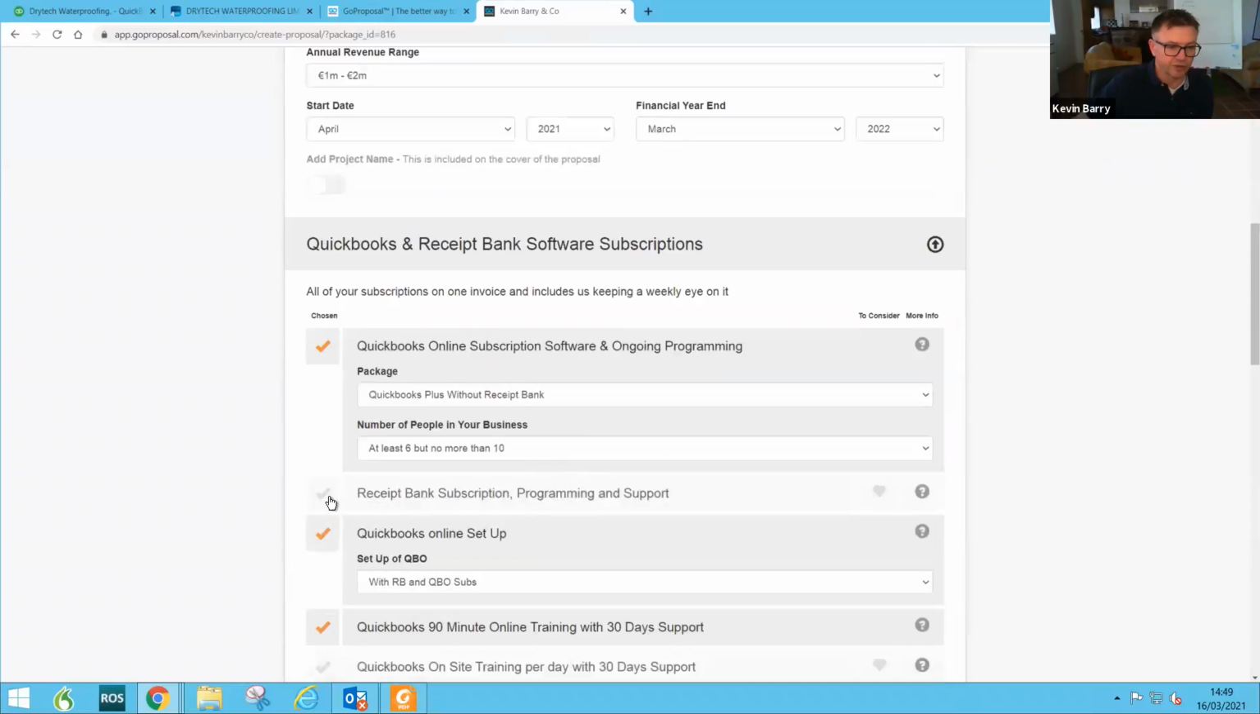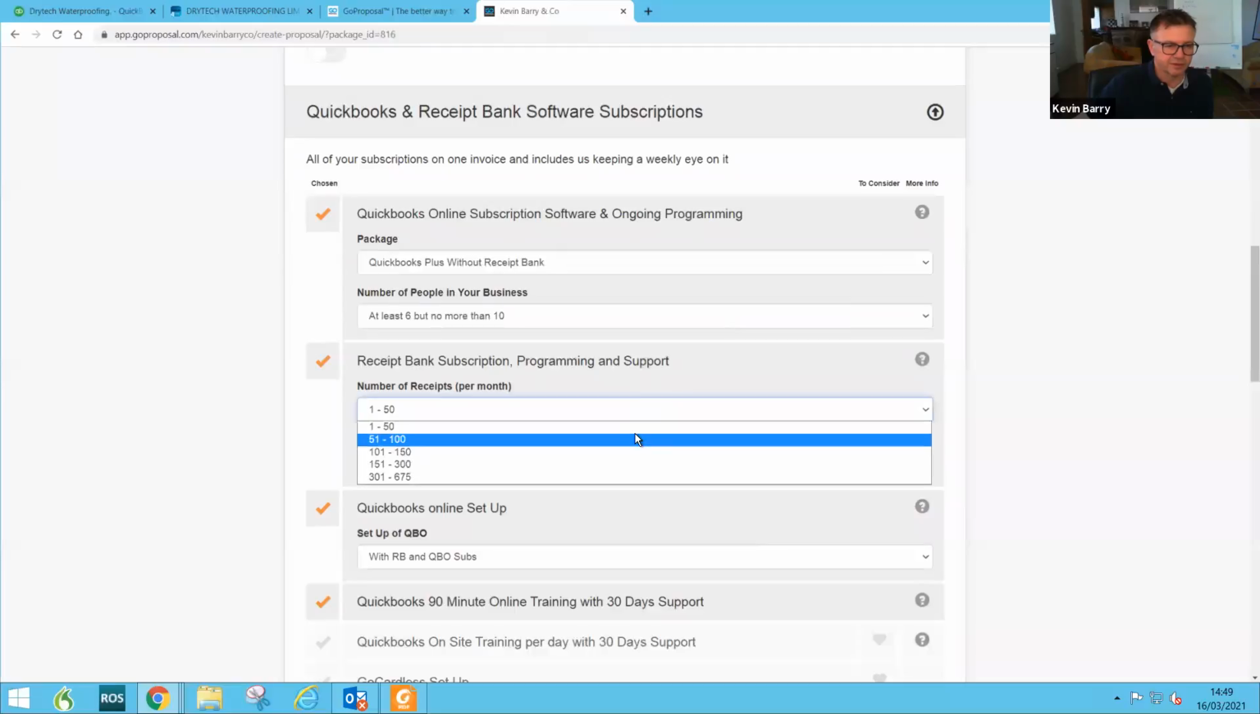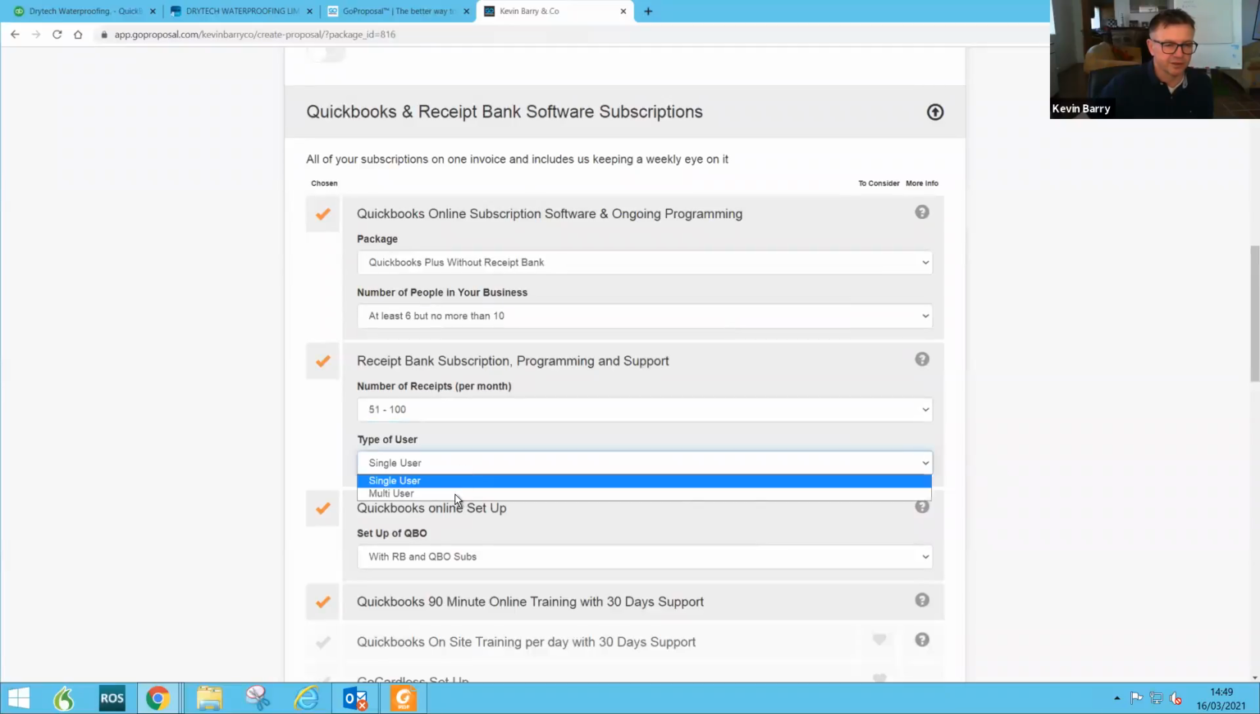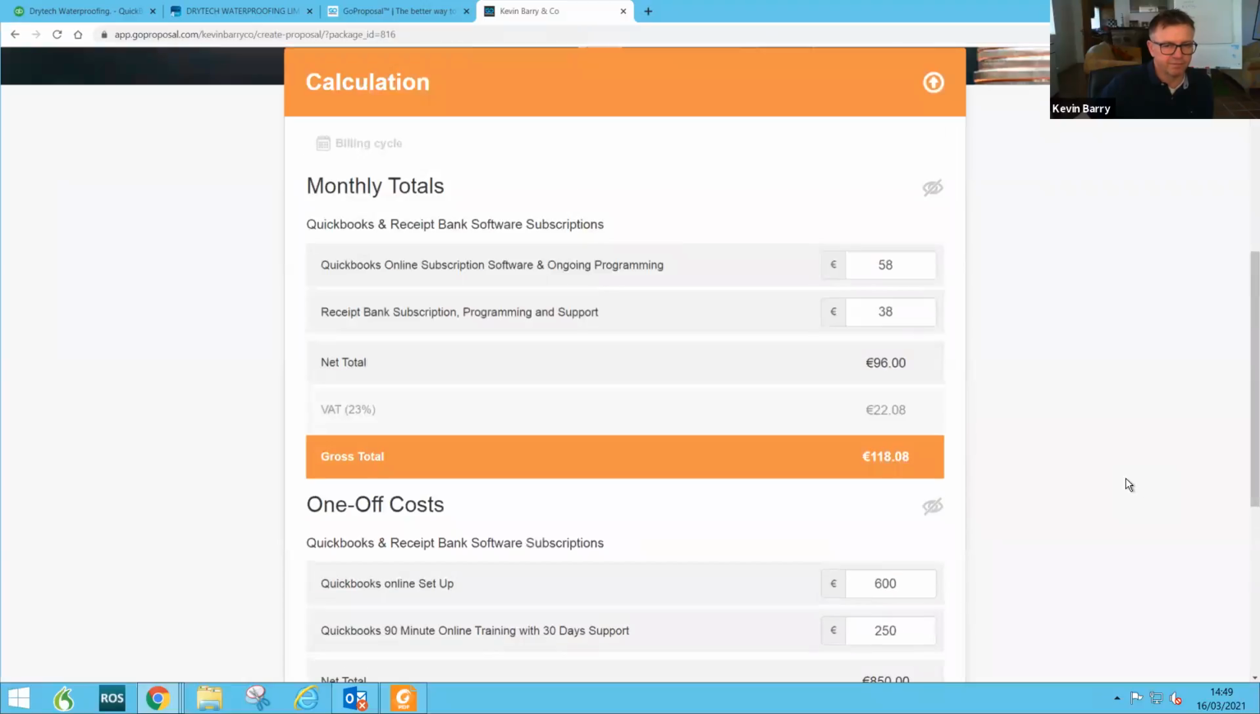But I'd be aiming to talk you into trying out Receipt Bank. Your bills are about, I'd say, 50 to 100 a month. It's an extra 38 euros a month, but it catches all the bills that are emailed to you, that are sent to you in the post, or that you have to download from a website. So it's a way of getting all those, and it takes them down. We program it to go into the accounts, and it attaches all those bills in your QuickBooks.